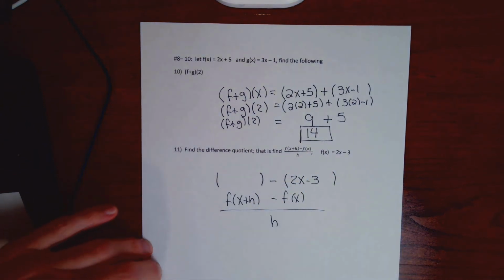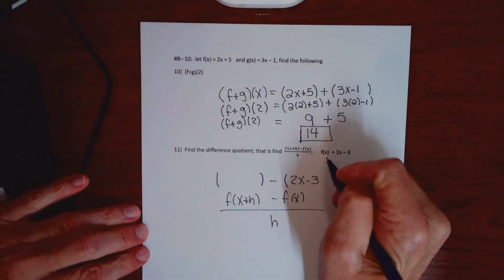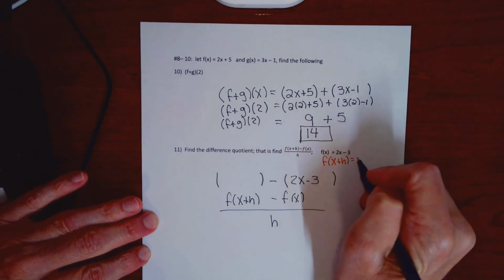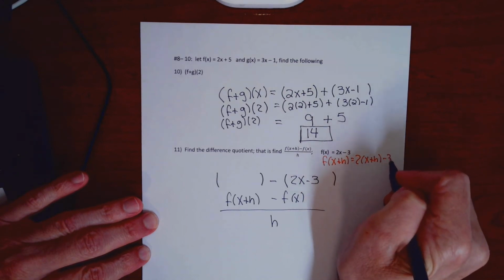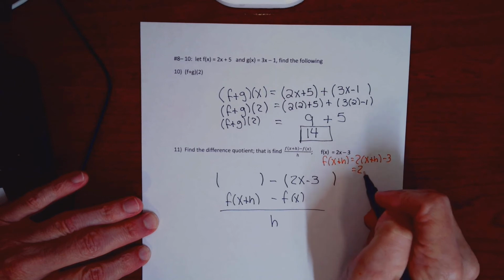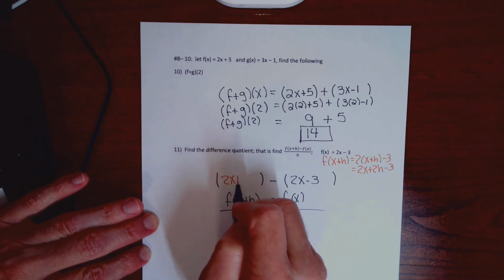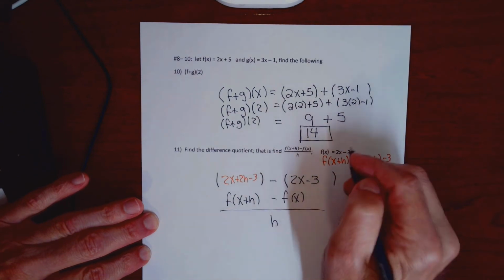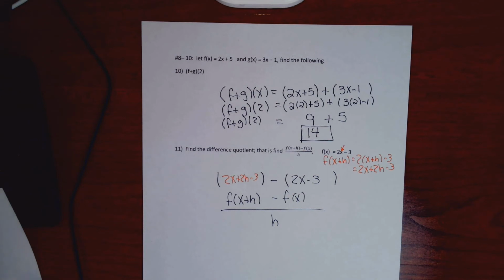For the left parentheses, I need to figure out what I can replace f of x plus h with. So I'm going to figure out what f of x plus h is by going to the original function and changing the x to x plus h. F of x plus h, I'm going to replace it with 2x plus 2h minus 3. Because that's how you find f of x plus h. You change the x in the f function to x plus h, and then do the math to simplify.